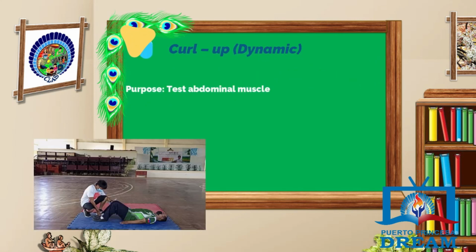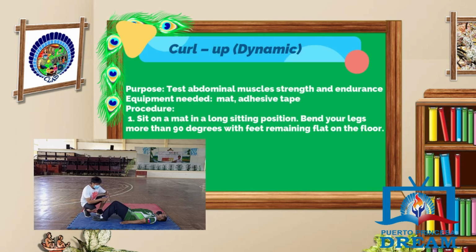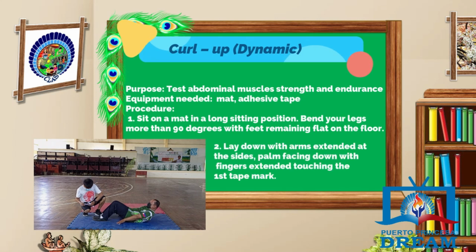Curl up. Purpose: test abdominal muscle strength and endurance. Equipment needed: mat, adhesive tape. Procedure: 1. Sit on a mat in a long sitting position. Bend your legs more than 90 degrees with feet remaining flat on the floor. 2. Lay down with arms extended at the sides.